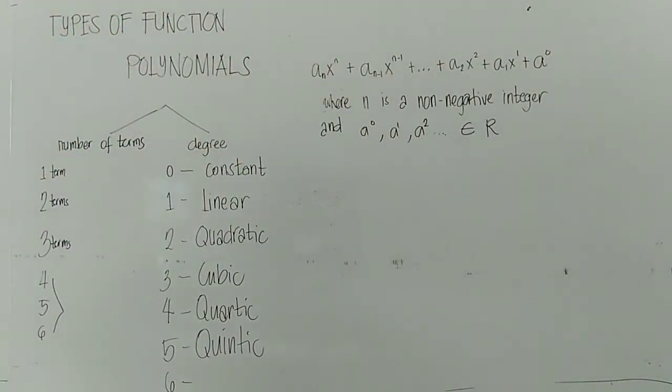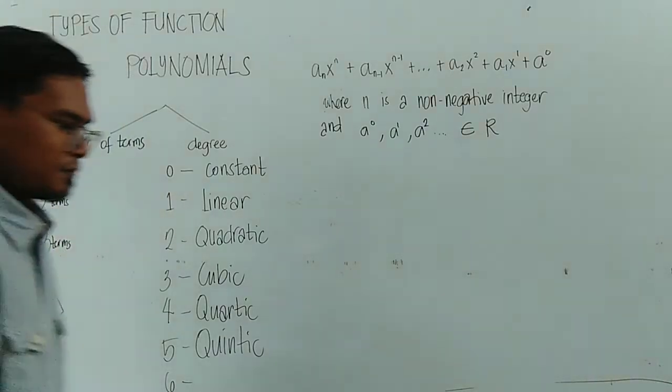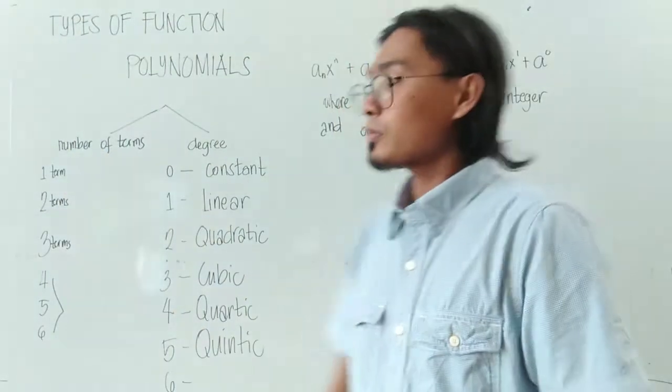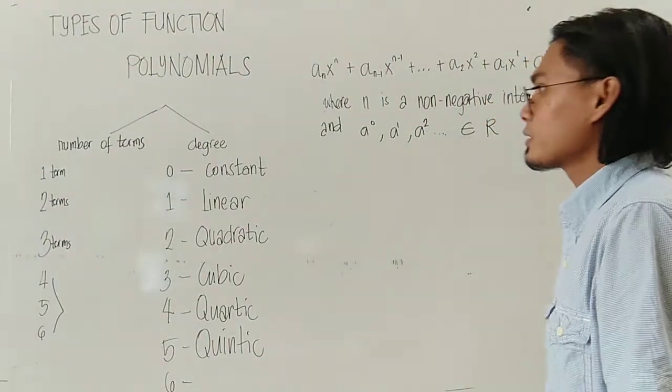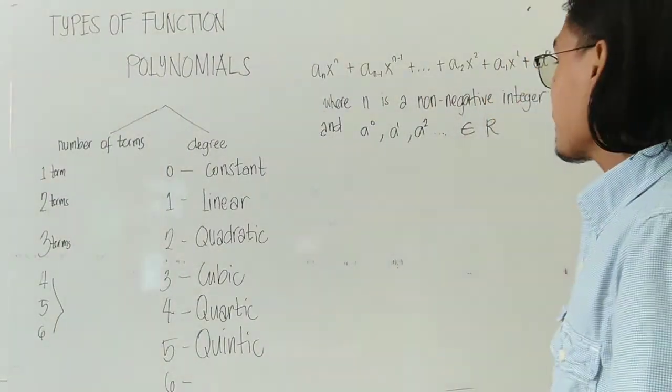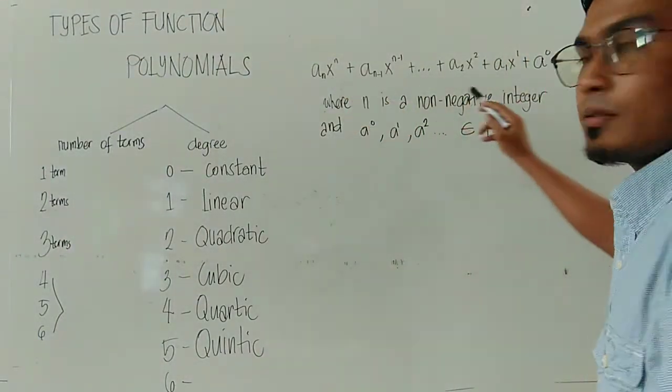Okay, so on the board we have here the types of functions, but first let us start with polynomials. Okay, so by definition, a polynomial is in the form of this one.